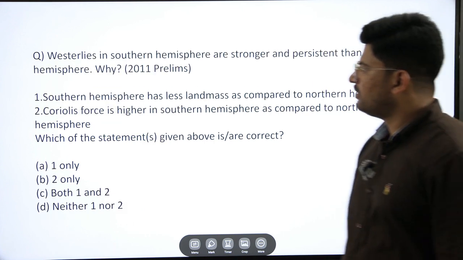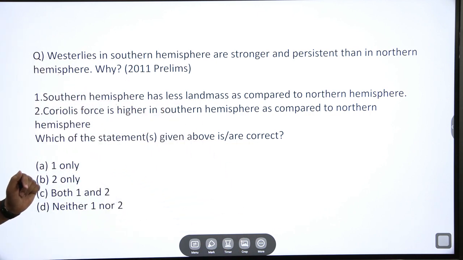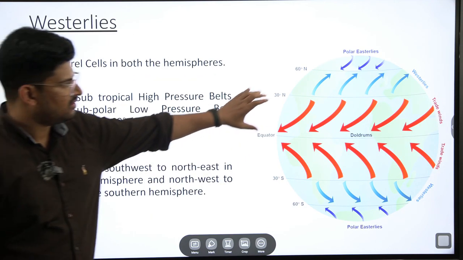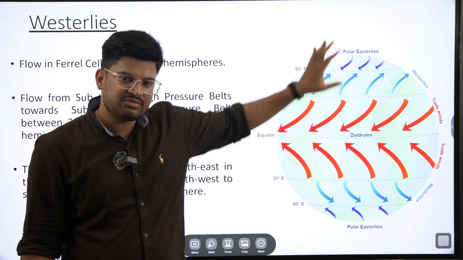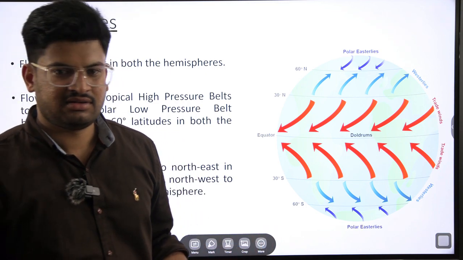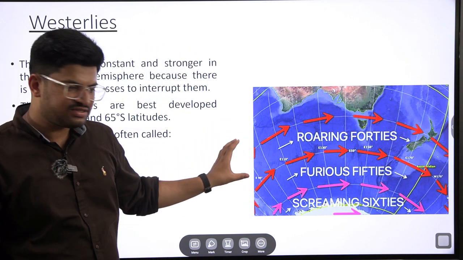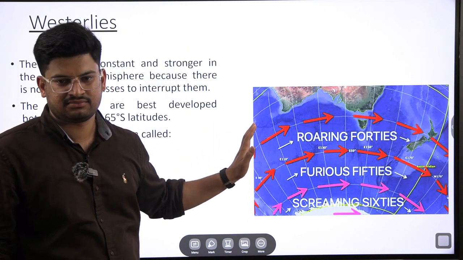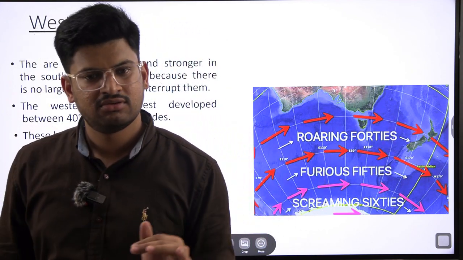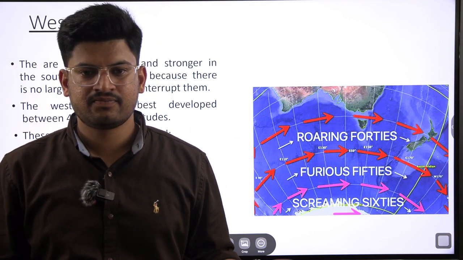Next. Westerlies in the southern hemisphere are stronger and more persistent than in the northern hemisphere. See, is most of the landmass concentrated in the northern hemisphere or the southern hemisphere? Continents are seen more in the northern hemisphere. And especially at 40 to 60 degrees in the southern hemisphere, there is no land. So westerlies will move with high speed because there is no continent to interrupt. So westerlies are stronger in the southern hemisphere compared to the northern hemisphere.